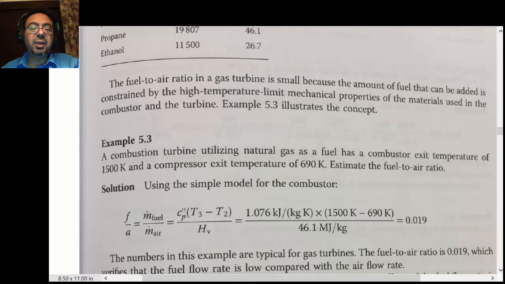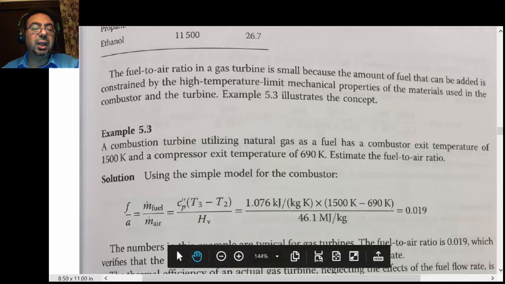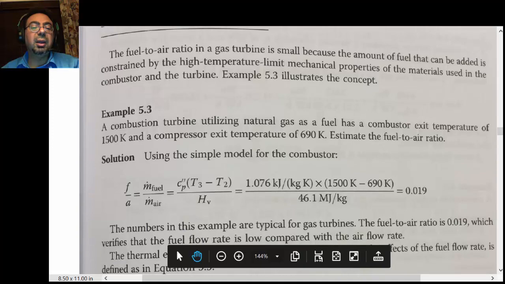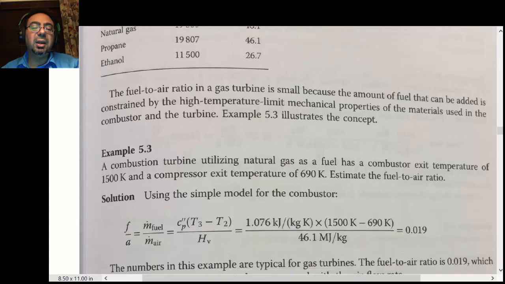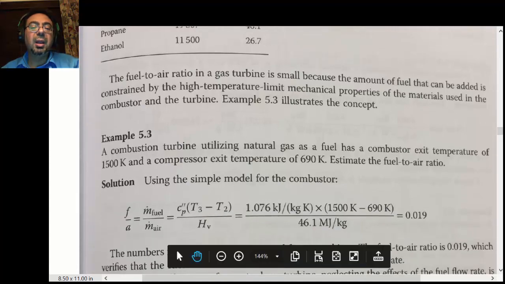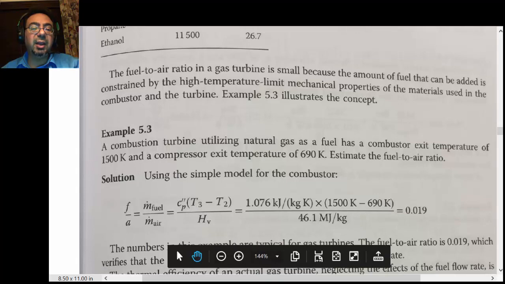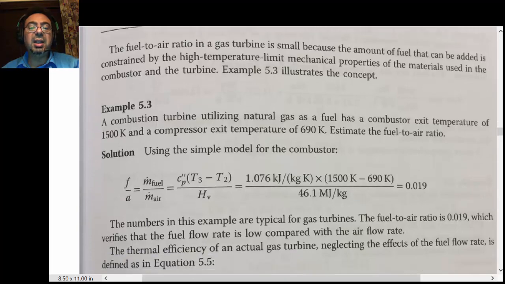So here is a very simple example. He said a combustion turbine utilizing natural gas as a fuel has a combustor exit temperature of 1500 K, that's T3, and compressor exit temperature of 690 K, that is T2. Estimate the fuel air ratio. So you go to the equation, and he got T3 and T2, natural gas. Let's use his table for now, and he got 46 megajoule per kilogram, and Cp is a value that he used as a constant for the whole combustor, and you can see the ratio is about 2%.